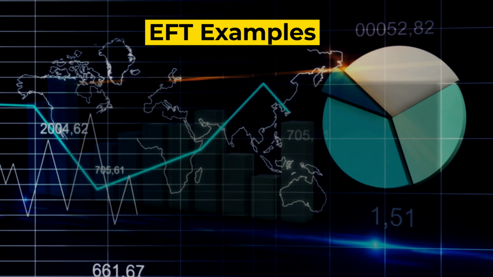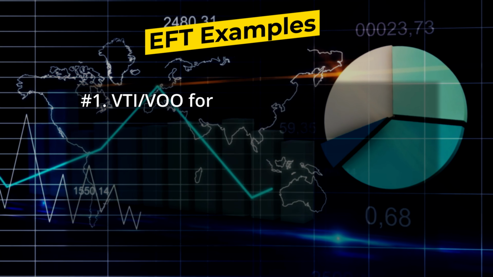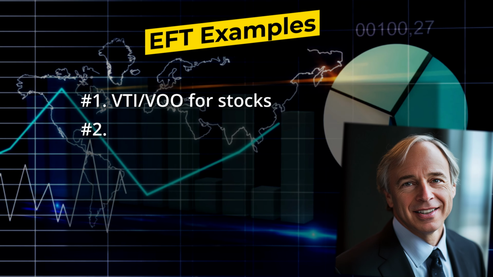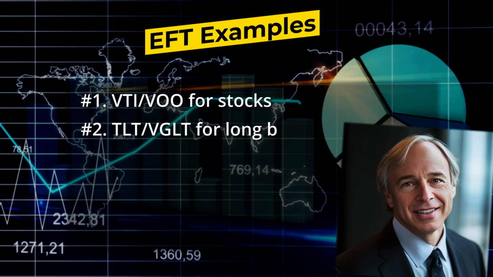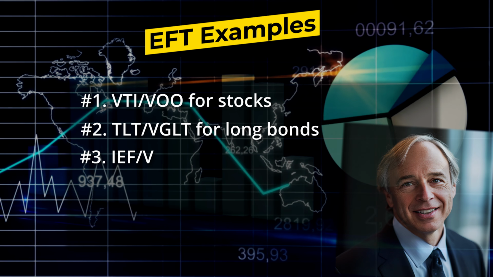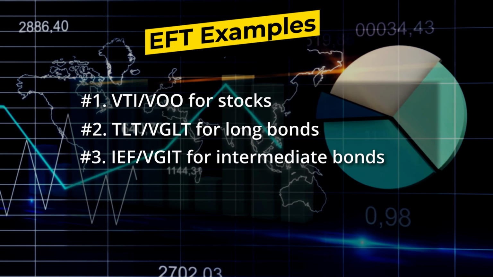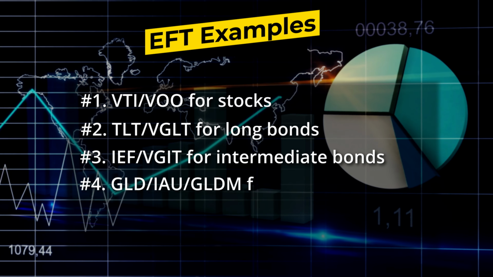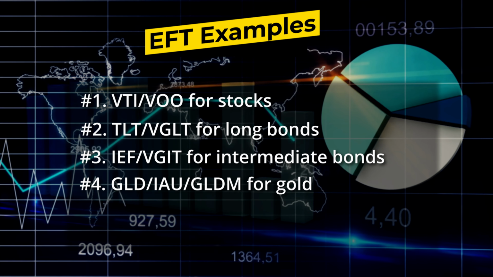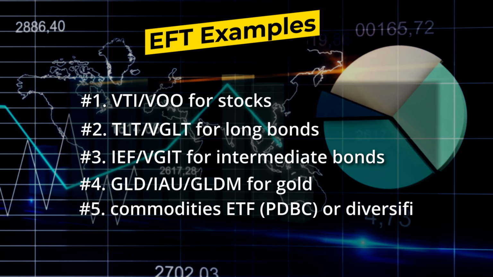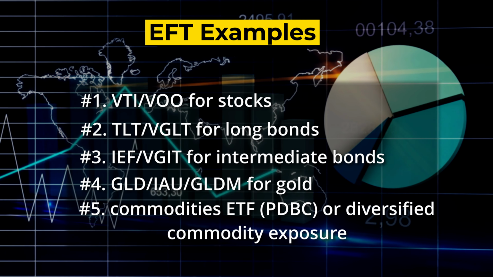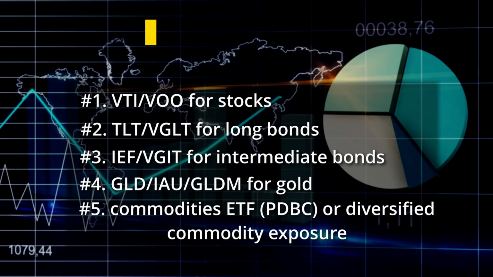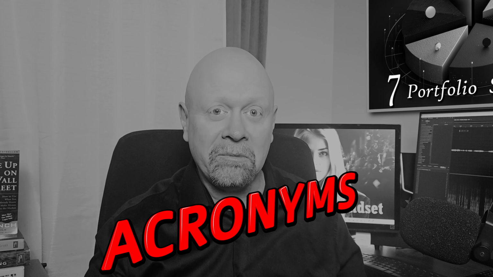ETF examples: VTI, VOO for stocks, TLT, VGLT for long bonds, IEF, VGIT for intermediate bonds, GLD, IAU, GLDM for gold, commodities ETF, PDBC, or diversified commodity exposure. Are you still with me here after all of these acronyms?